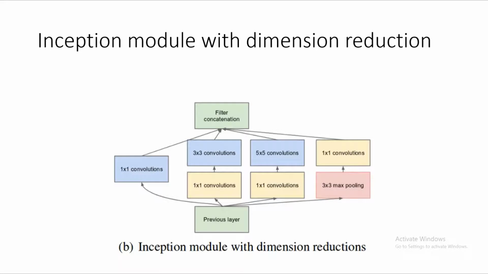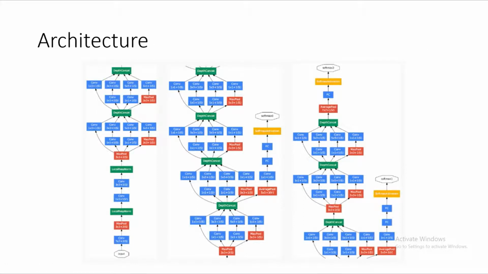So here is the inception model with the dimension reduction. As we have the previous layer, from this we get a 1 by 1 convolution, and then finally we perform the 3 by 3 and the 5 by 5 convolution, and finally we concatenate the output of this. Like we have 3 by 3, and then we also perform the 1 by 1 convolution, and then finally we get the filter concatenation.